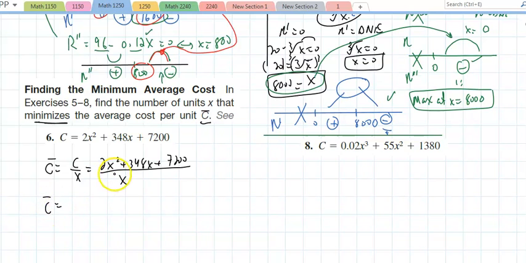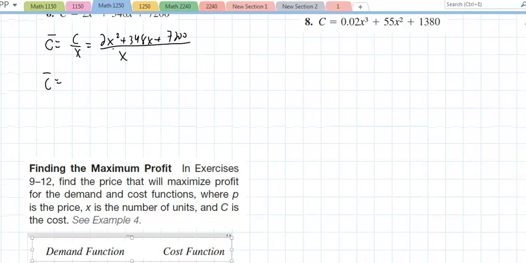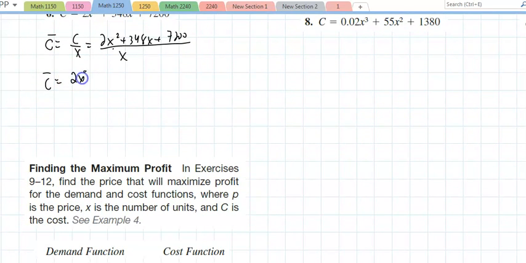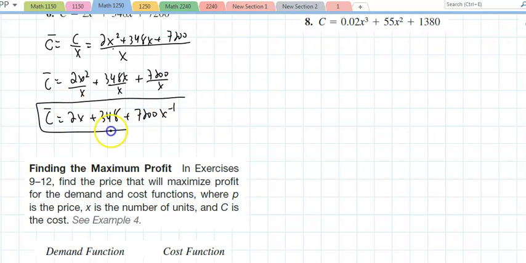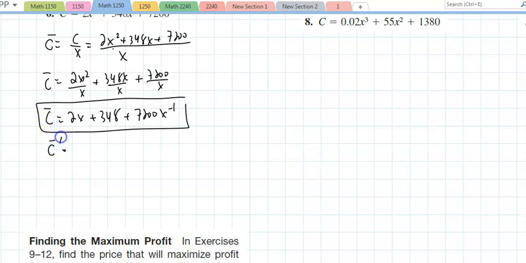You split that up, and I'm going to show you that because some of us are messing those up. That is 2x squared over x plus 348x over x plus 7200 over x. The average cost function is actually 2x plus 348 plus 7200x to the negative 1. That's the function I want to maximize or minimize. How do you do that? Easy. Take a derivative. That's a 2, that's a 0. Bring the power down, subtract 1 from the power.